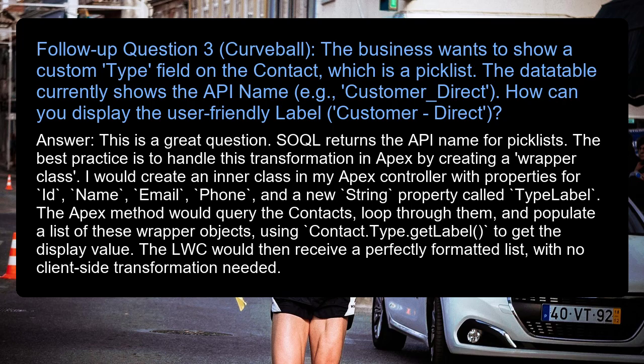The best practice is to handle this transformation in Apex by creating a wrapper class. I would create an inner class in my Apex controller with properties for Id, Name, Email, Phone, and a new string property called typeLabel. The Apex method would query the contacts, loop through them, and populate a list of these wrapper objects, using Contact.Type.getLabel() to get the display value. The LWC would then receive a perfectly formatted list, with no client-side transformation needed.